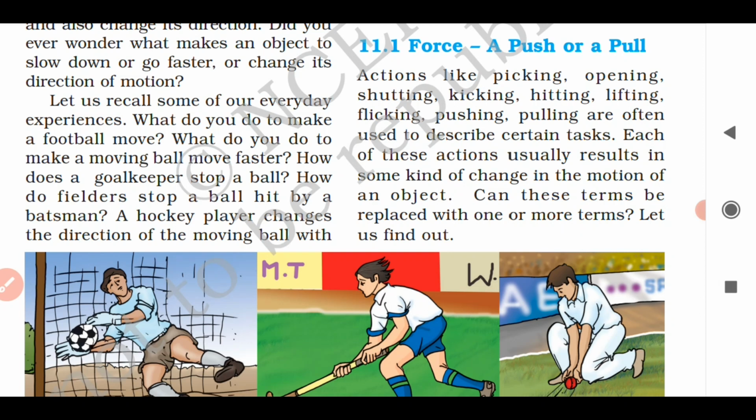When we pick an object, when we open a door, or when we shut a door, when we kick a ball, when we hit a ball, when we lift any object, when we flick a ball, when we push some objects, when we pull the drawer or something, then these actions result in what? Some kind of change in the motion of the object. So can these terms be replaced with one or more terms? Let us find out.